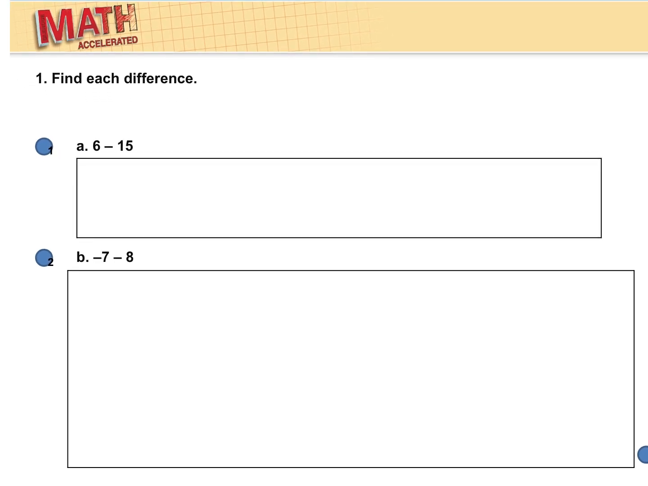problems here. So we have 6 minus 15. Let's think about how we did it yesterday. Which number is bigger? 15. What's its sign? Negative. What's a different way I can write that? 6 minus 15, Brayden. 6 plus a negative 15, right?